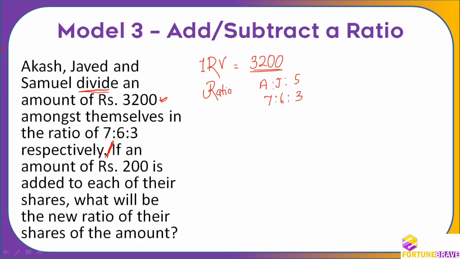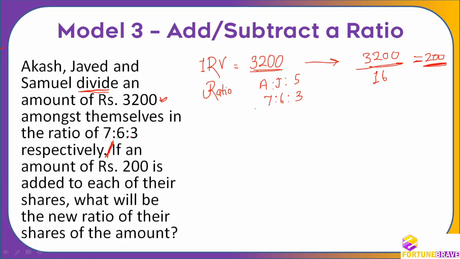So what I'll do? I'll find out one ratio value. How do I find out ratio value? This is the sum, so I'll divide it by the sum of the ratio. What is the sum of the ratio? 7 plus 6 is 13 plus 3 is 16. So 16, I can say this is double. So this will be how much? 200. Each value is 200. So this you need to note down. One RV is 200.